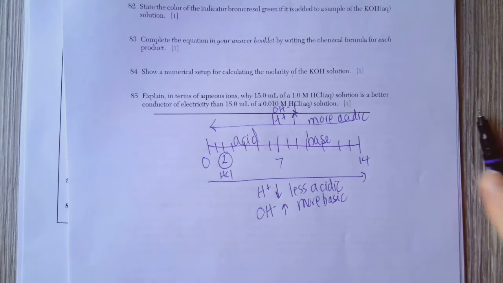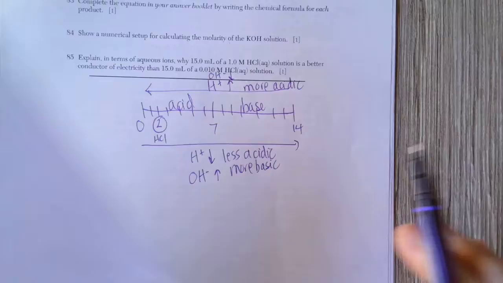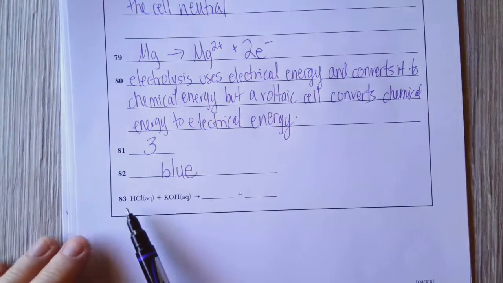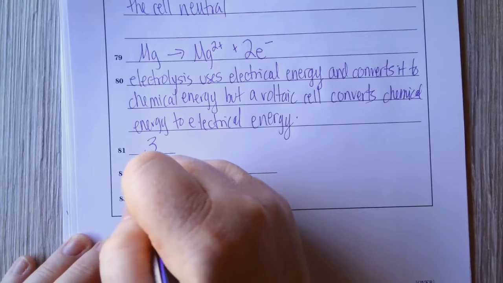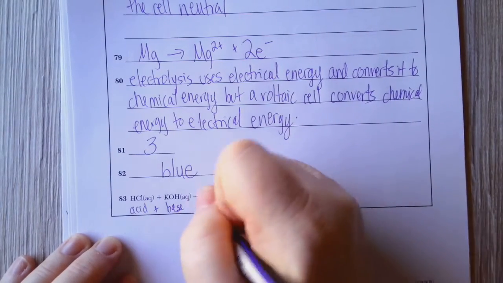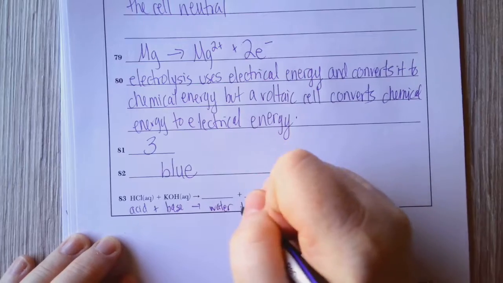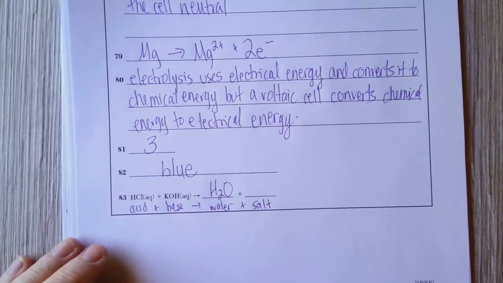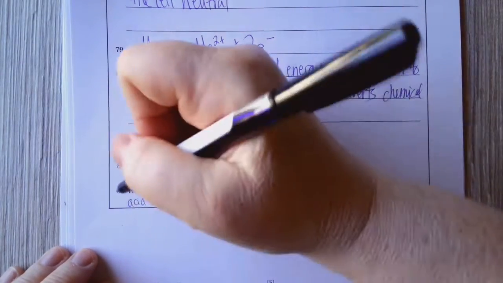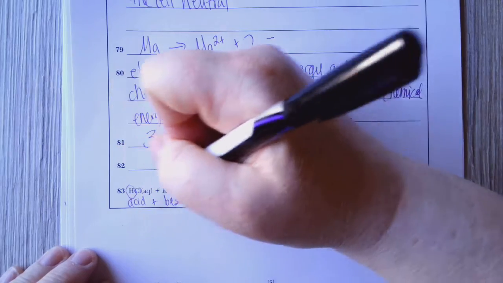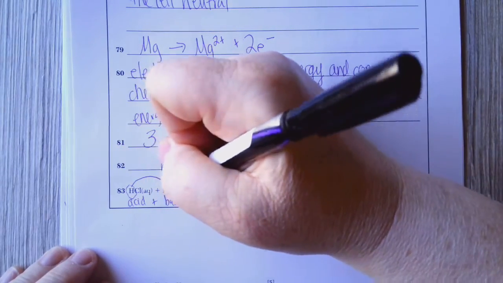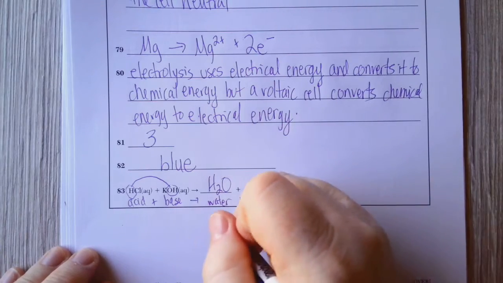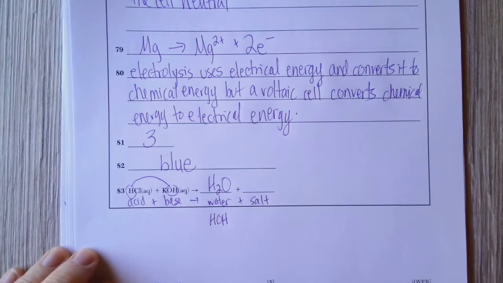And 83. Complete the equation in your answer booklet by writing the chemical formula for each product. Okay, so let's look at the equation in the answer booklet. We have acid plus base yields water plus salt. Well, you should know the formula for water, H2O, right? Now we need to know what's salt. Well, what happens is this H right here and this OH right here join together to make the water, because we can actually write the water as HOH if we want to.